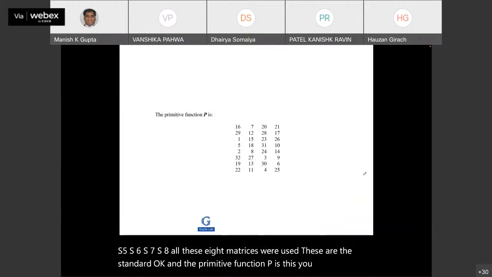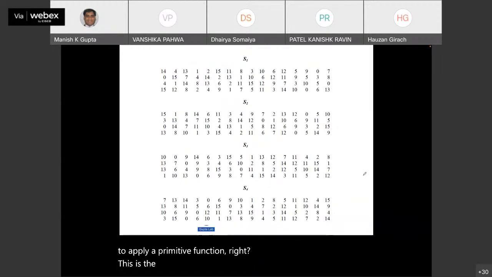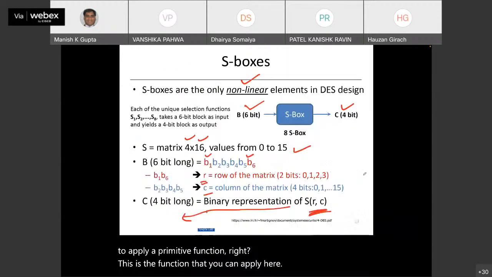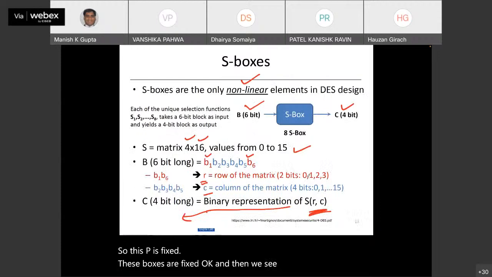And the primitive function P is this. On 32 bits, you need to apply a primitive function, right? So this is that function that you can apply here. This function P. Okay, so this P is fixed. These S boxes are fixed. Okay, and then we see the thing.